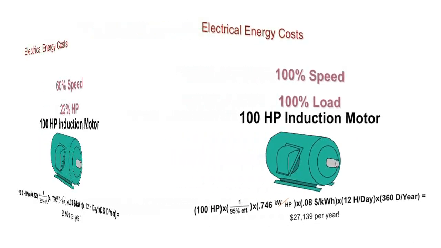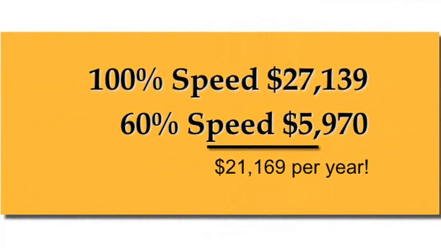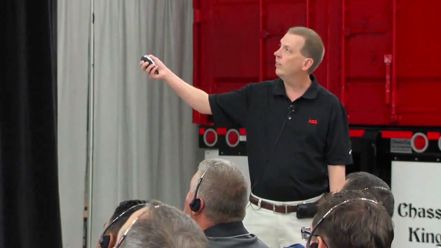If we can run that same motor at 60% speed, and we slow it down to 60% of its normal speed, the equivalent horsepower is 22%, and if you could run at that all the time, which you probably can't, but if you could, you'd use $59.70 a year. Now that means you could run at 60% speed all the time, and that's probably not realistic, but it might be realistic 3/4 of the time. So in the best case scenario in this application I just gave you, you could save $21,000.